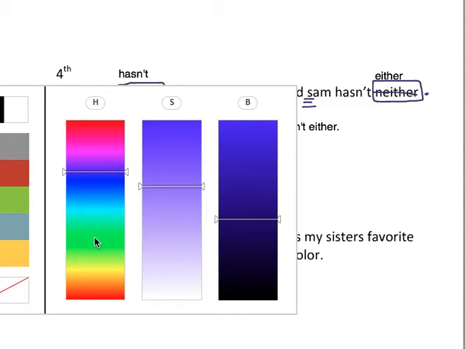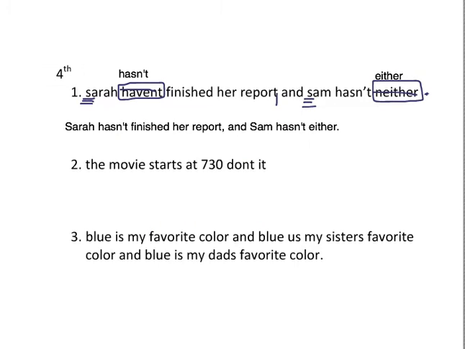So let's go on down to sentence number 2. The first thing that I always do when I look at a sentence or I'm editing my writing is I read it out loud to make sure it sounds right. So if I'm looking at number 2, it says: The movie starts at 7:30, don't it? Well, everything sounds right except for don't. I don't think that don't is the correct tense to put in there. I think that don't should be doesn't. The movie starts at 7:30, doesn't it?